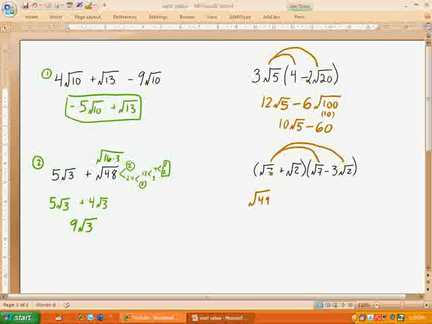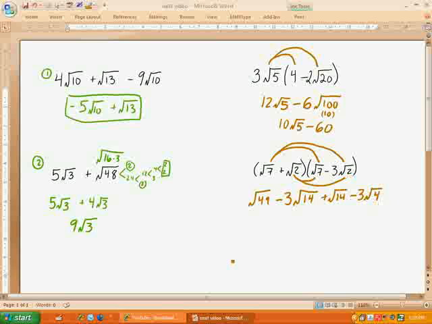Outside, so root of 7 times negative 3 root 2. So the constant stays the same. I'll multiply the roots. Notice I can multiply roots that are different. I cannot add them if they're different. Inside, so that'll be plus the root of 14. And then the last, so root of 2 times negative 3 root 2. So negative 3 root 4, right? Because the constant will stay the same.